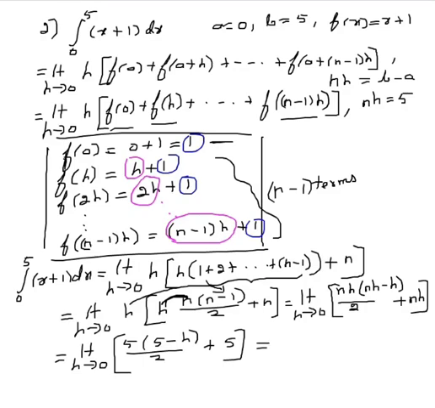Now apply the limit value. h as 0. So 5 fives are 25 by 2 plus 5. 2 is the LCM. 25 plus 10 is 35. The answer is 35 divided by 2.